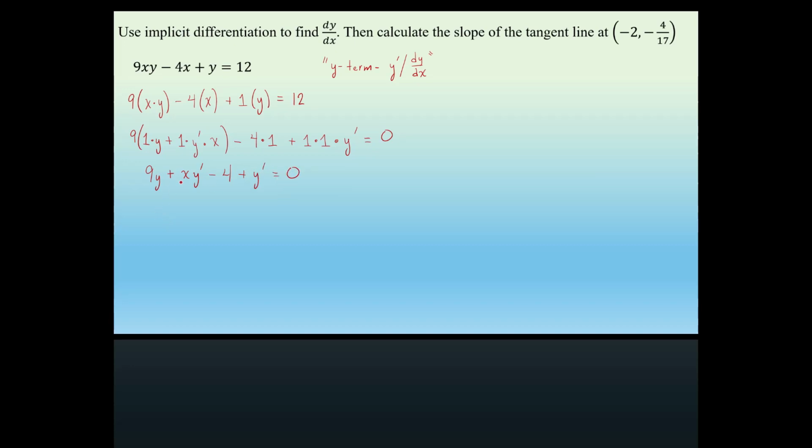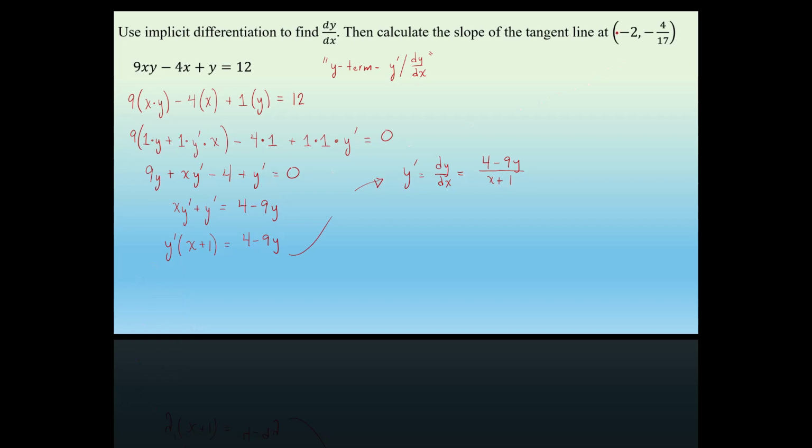I'm gonna get my y prime terms together and move everything else to the other side. I'm gonna factor out my y prime. Then I'm gonna solve for my y prime. Remember, that's the same as dy over dx is equal to 4 minus 9y, all divided by x plus 1.